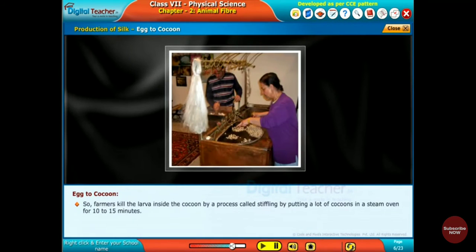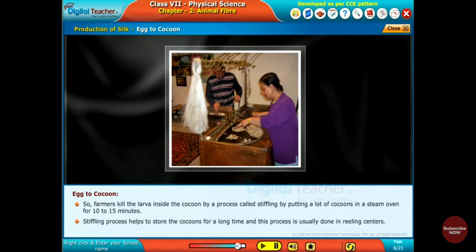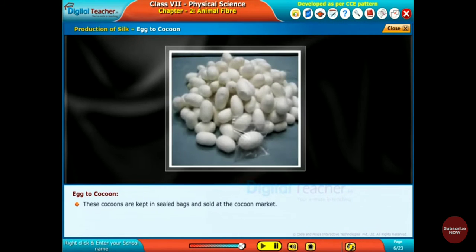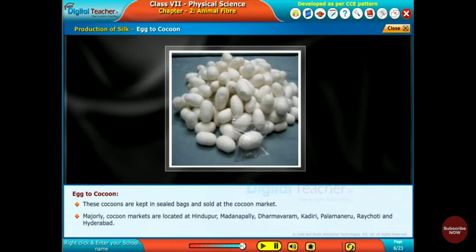So, farmers kill the larva inside the cocoon by a process called stifling, by putting a lot of cocoons in a steam oven for 10 to 15 minutes. Stifling process helps to store the cocoons for a long time, and this process is usually done in reeling centers. These cocoons are kept in sealed bags and sold at the cocoon market. Majorly, cocoon markets are located at Hindupur, Madanapalli, Dharmavaram, Kadiri, Palamaneru, Raichoti and Hyderabad.